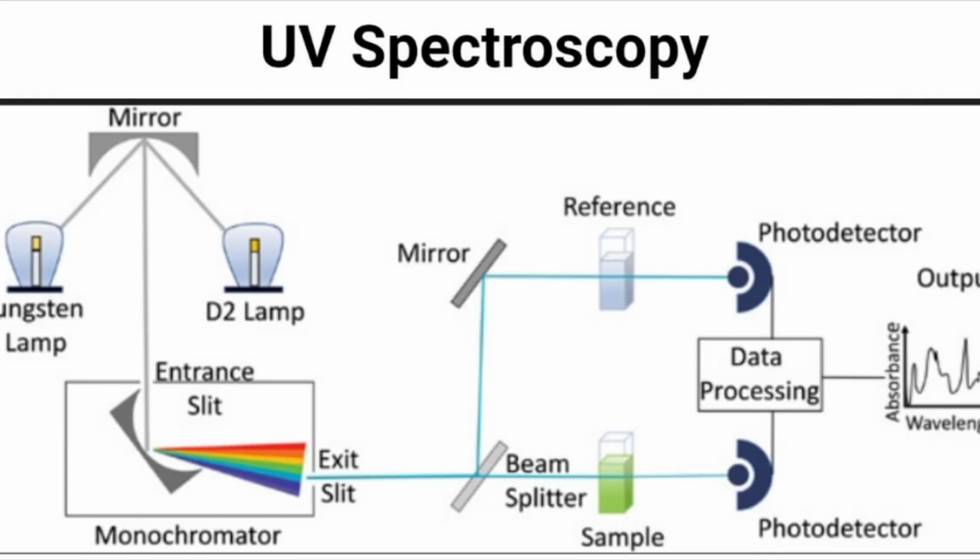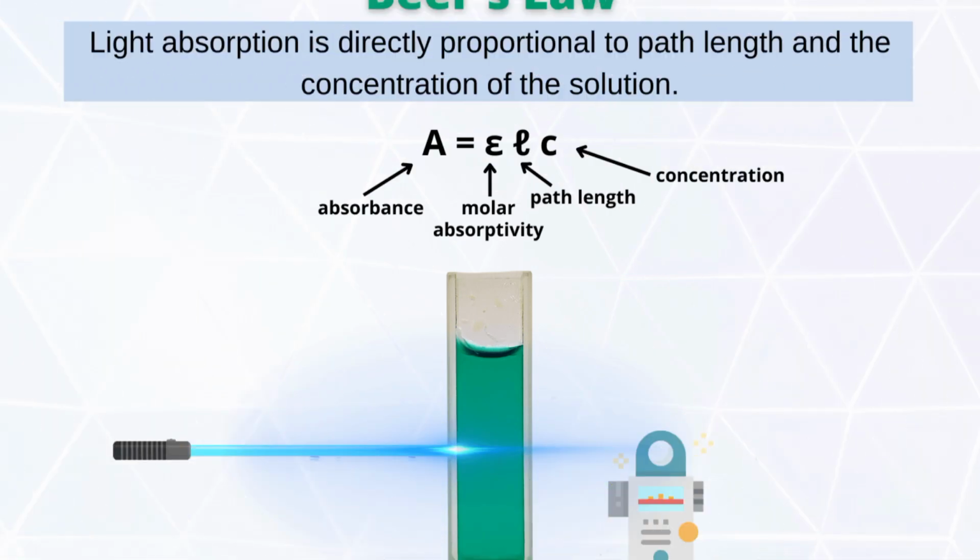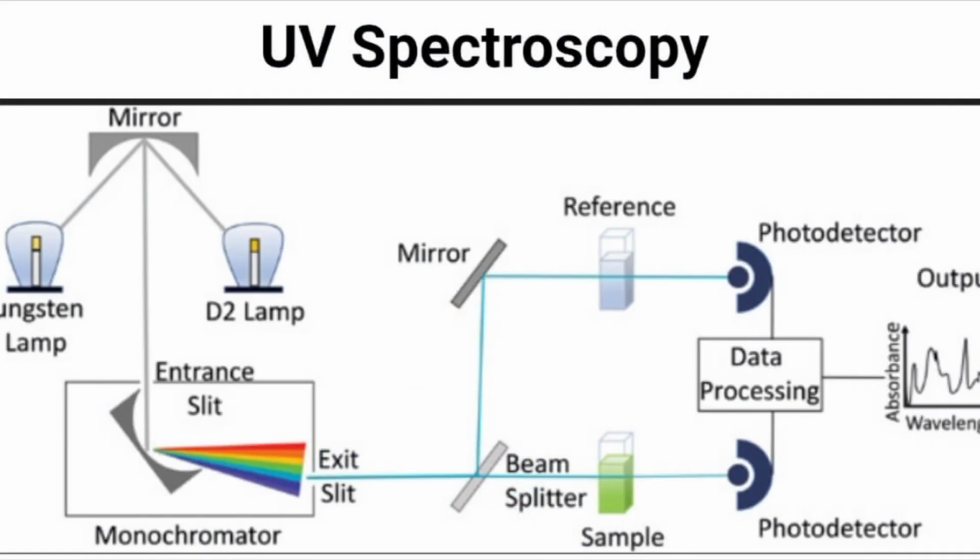Hi friends, now we are discussing about UV visible spectrophotometer. First, we discuss about what is spectroscopy. Spectroscopy is a branch of science that deals with the study of interaction of matter with light based on the principle of Beer-Lambert's law.